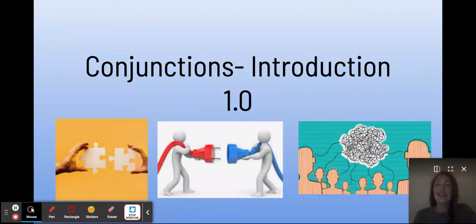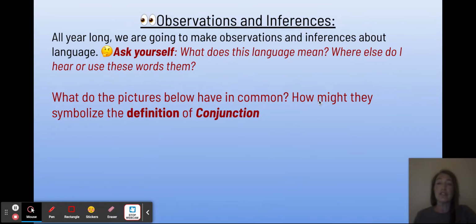Hey everyone, we are talking about different categories of words. And you already know about the categories of nouns. You know that there are verbs. You might even know words like prepositions. Those are all different categories. Today we're talking about the category called conjunctions.